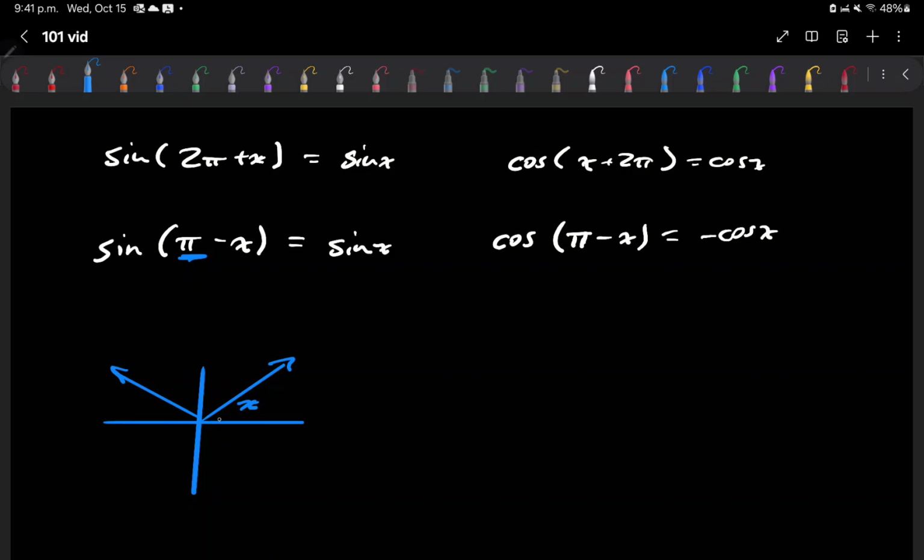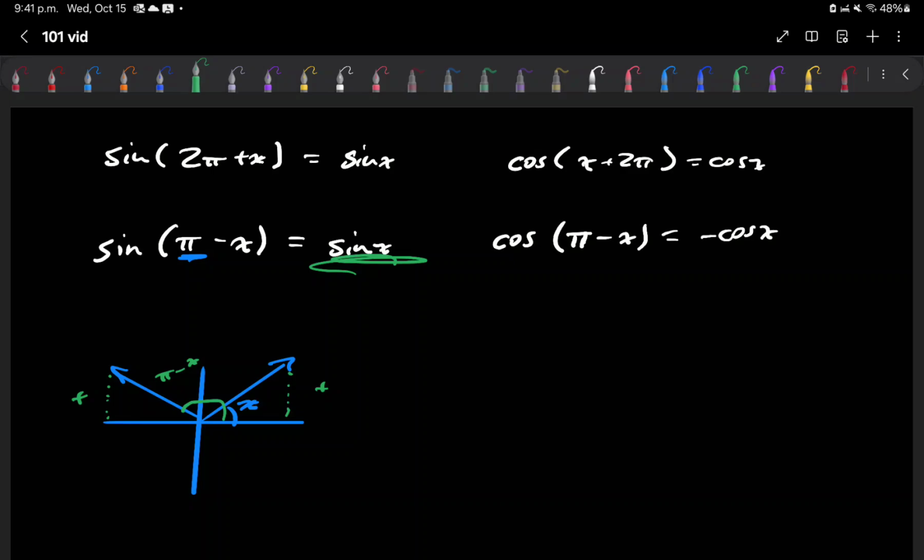So that angle is x, and then this angle is pi minus x. Notice that sine is opposite over hypotenuse, and these are both positive and are the same number. So that's why sine is still the same. However, cosine, you can think about it as x over the hypotenuse.